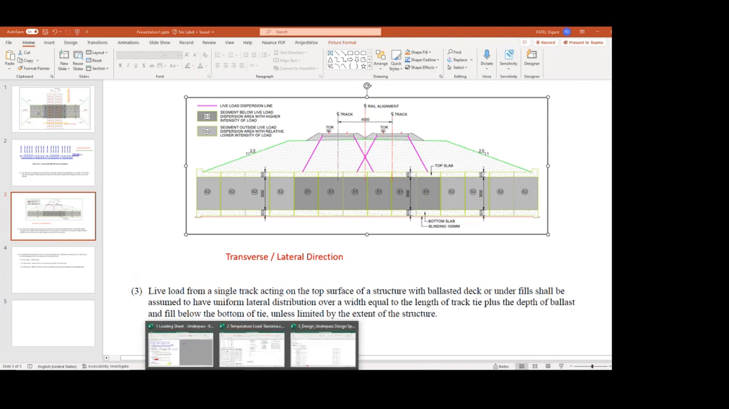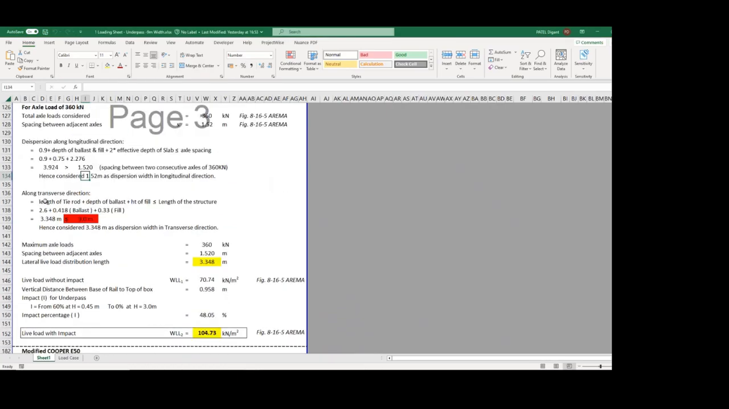Okay, so this is calculated here. The length of tie plus depth of ballast plus height of fill should be less than or equal to the length of the structure. So we get 3.348 meters, which is less than 9 meters, so it's fine. Now we will convert this axle load into a pressure load by dividing this axle load by these two dimensions. So basically we get the intensity of live load without impact.